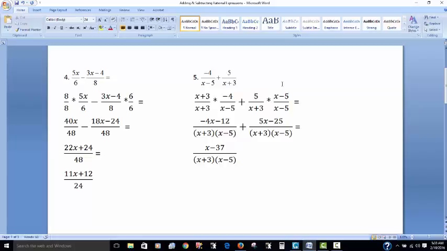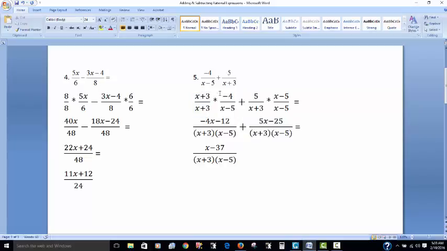See, when I multiply each fraction by the other fraction's denominator, notice that my denominators are going to work out to be the same thing. My denominator is going to be x plus 3 times x minus 5 here, and x plus 3 times x minus 5 here. So they both have the same denominator. Now I'm going to work with my numerators.